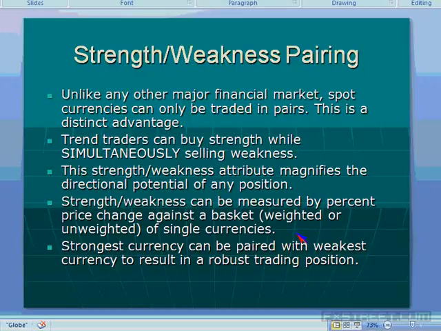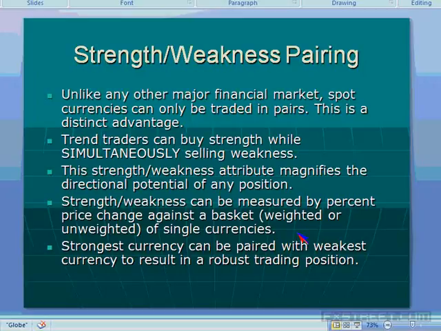Now, strength and weakness can be measured by percent price change against a basket of single currencies, exactly what I mean on my spreadsheet. You could weight this basket. For example, you could say the euro and the US dollar are heavier than the Australian dollar or the Canadian dollar or the Swiss franc. I just keep it simple. I do not weight the currencies, but you can certainly do that.